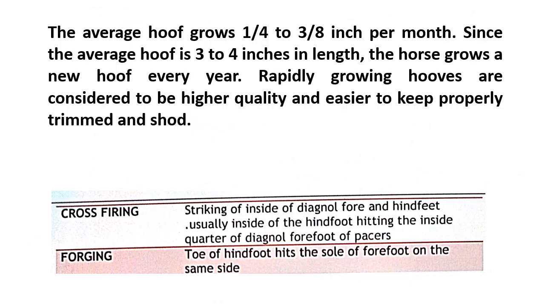तो हमने देखा था एक MCQ. तो average hoof grows 1/4 to 3/8 inch per month. Since the average hoof is 3 to 4 inches in length, the horse grows a new hoof every year.